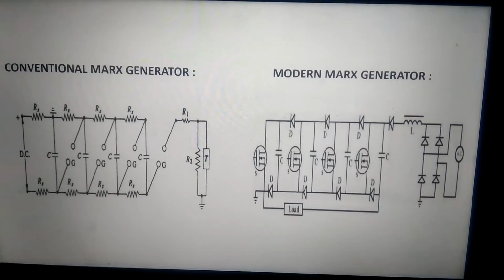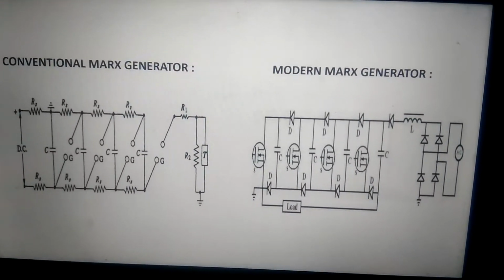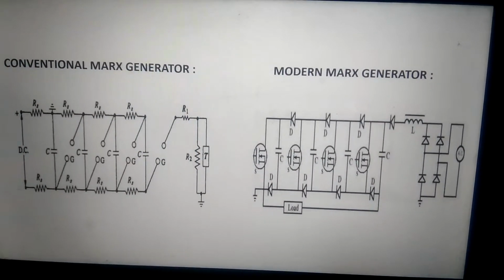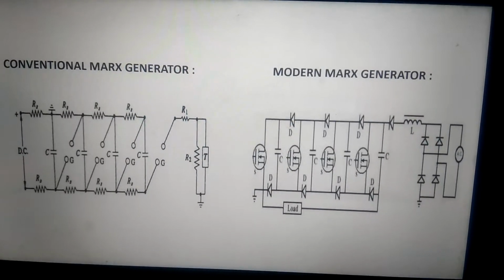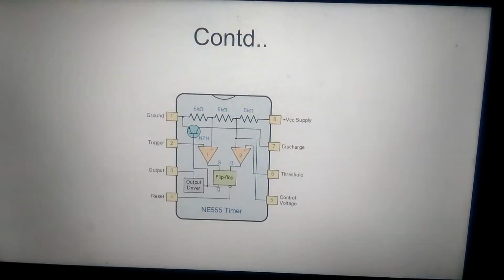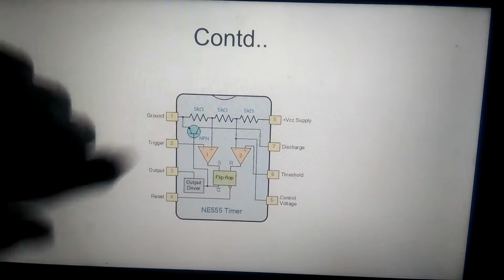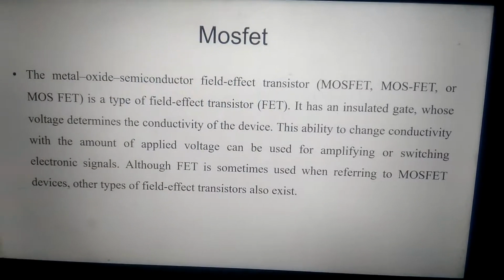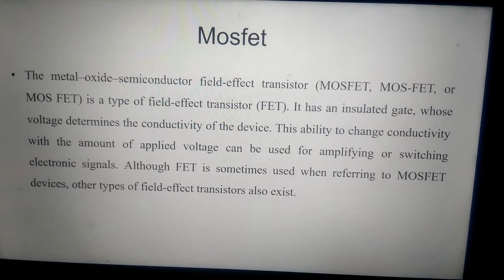And these are the specifications for the requirement: capacitors, resistors, MOSFET, diode, and one optocoupler. And you can see the previous Marx generator where we were using spark gas switches, and this is the modern Marx generator where we have replaced the spark gas switches with MOSFETs and resistors with diodes. This is the 555 timer, where you can see the 5 ohm resistors, that is why it is called a 555 timer. And this is the MOSFET, which stands for metal oxide semiconductor field effect transistor.